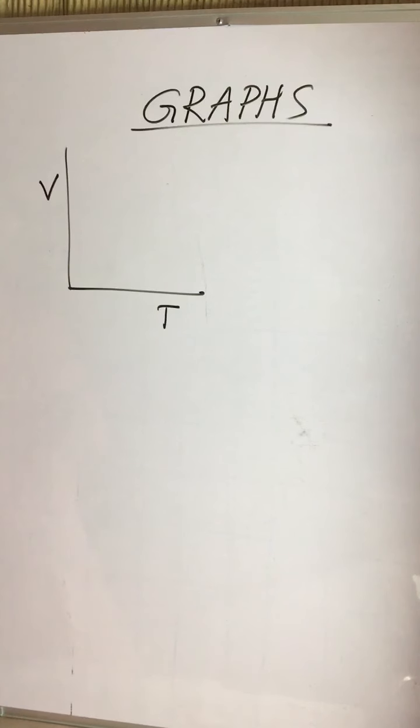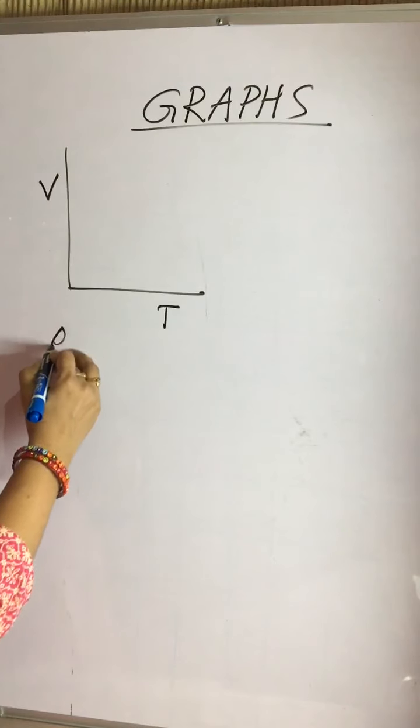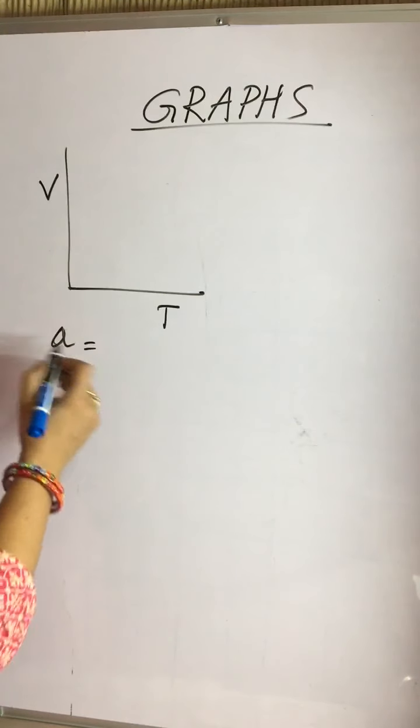From distance time graphs, we could calculate velocity. We have calculated velocity using distance time graph. Here, by using velocity time graph, we can calculate acceleration. What is acceleration? Last time I explained. Okay, let us just revise.